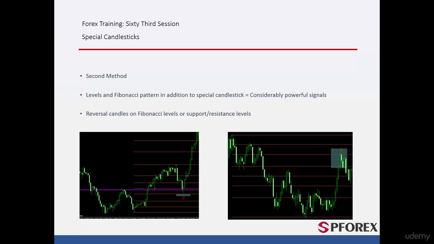Reversal bullish candles such as hammer, engulfing, and piercing line form on downward trends. Also, traders can exploit Fibonacci patterns to detect these special candlesticks. Reversal bearish candles such as shooting star, engulfing and dark cloud form on upward trends. Also, traders can use Fibonacci patterns to detect these special candlesticks.